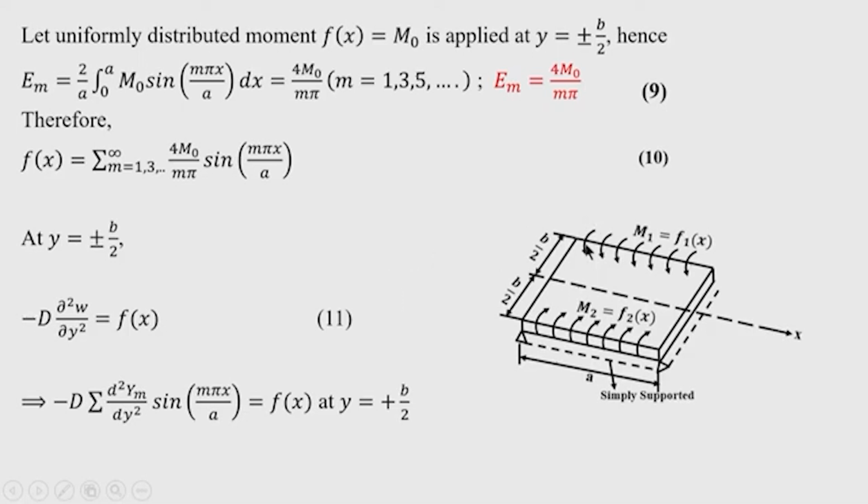Now, the bending moment in the y direction is given by minus D into del square w by del y square plus mu into del square w by del x square. That should be there, but because the edges are supported, there will be no curvature along the x axis. Therefore, the second term has no meaning here at the edges. So, the edge moment is minus D del square w by del y square equal to f x. F x means here this function.